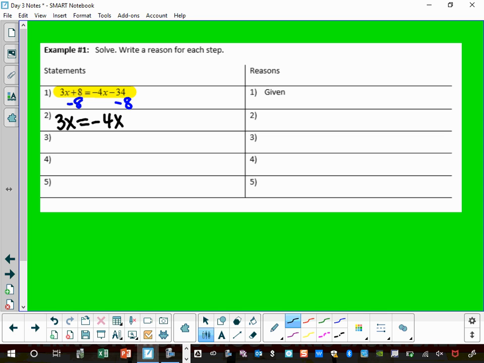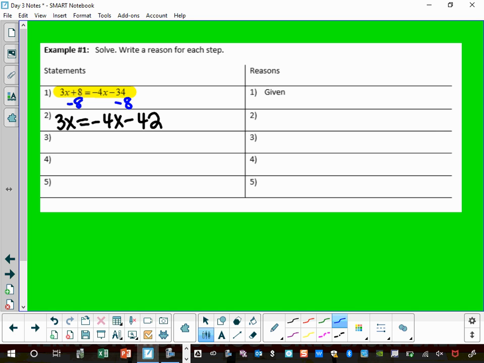What's negative 34 minus 8? Type it in if you need to. Negative 42. Or are you using your phone and not a regular calculator? Too lazy to go get one. Go get one.